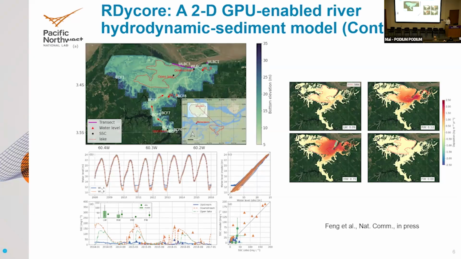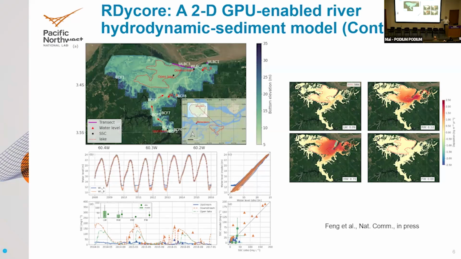This is 2 months later. So a lot of sediment is actually deposited. There is a time lag between the sediment flux and the sediment deposition, and the sediment trapping ratio of this floodplain is about 20%. So 80% of the sediment, when it enters the floodplain, will flow back to the Amazon River.